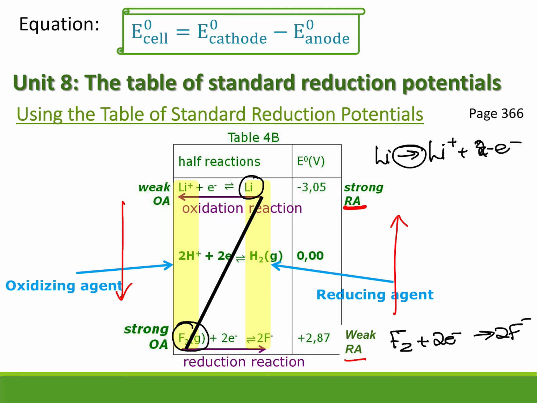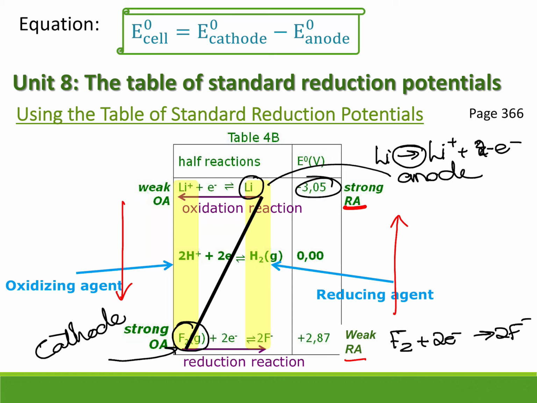For a galvanic cell, the oxidation half reaction is always at the top. Always, always, always. So this is the oxidation reaction, which also makes this the anode. That's the reduction reaction, so that makes this the cathode. So when I'm doing a calculation, there's the anode value that I'm going to use. There's the cathode value I'm going to use.